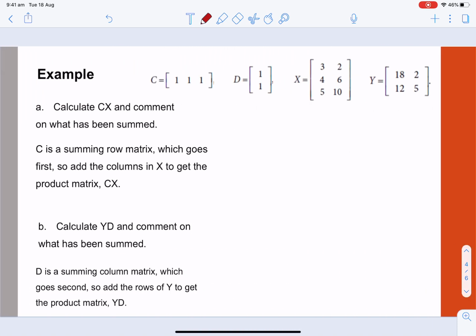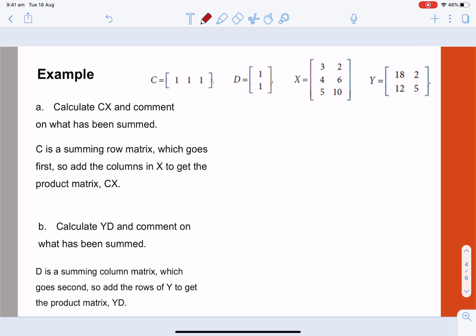So I've got an example here. I've got matrices C equaling 1, 1, 1; D equaling 1, 1; X equaling 3, 2, 4, 6, 5, 10; and Y equaling 18, 2, 12, and 5. Now, I've got parts A and B where I need to calculate the multiplication of two matrices. The first one is C and X.